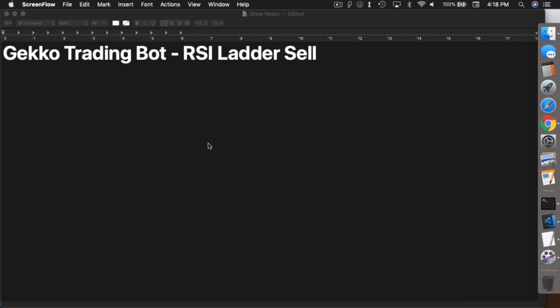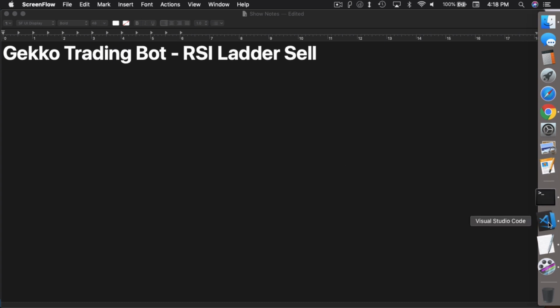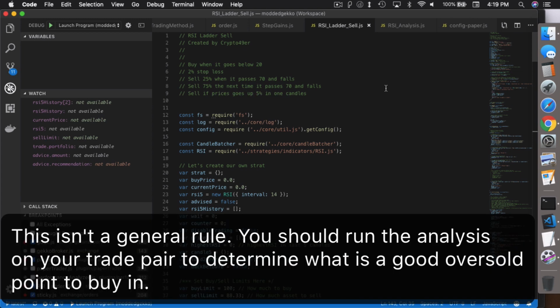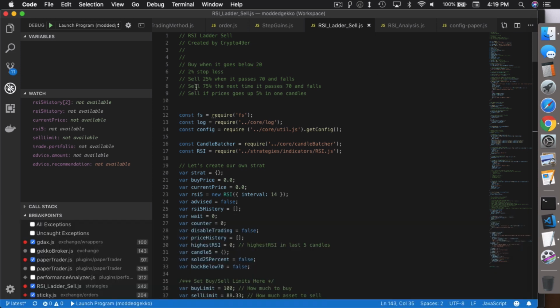So RSI Ladder Sell is a strategy that I've written up to really take advantage of some key aspects of the RSI. This is the strategy for RSI Ladder Sell, and what it does right now is it buys when it goes below 20, because based on my previous video on RSI analysis, your strategy usually has a better chance of making profit when RSI goes below 20 instead of 30, which is the standard that people use. Anyway, so buy when the RSI is below 20. It'll set a stop loss at 2%.